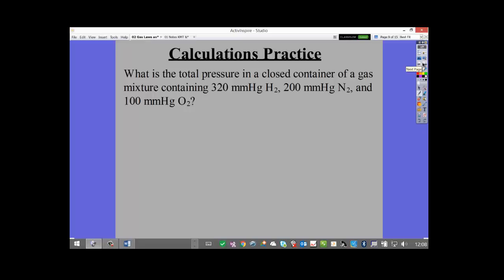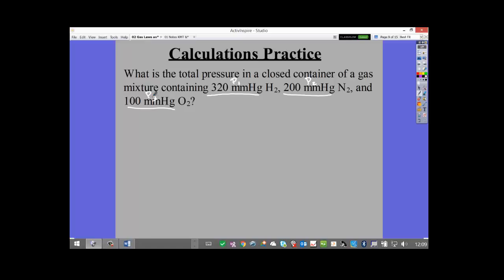What does it say? What is the total pressure in a closed container of a gas mixture containing 320 millimeters of mercury? What type of unit, what type of measurement is it? It's a pressure. How about this? Another pressure. So I'm going to label this P2, and go back and label this P1. What is this? Another pressure. So this is going to be P3 now.